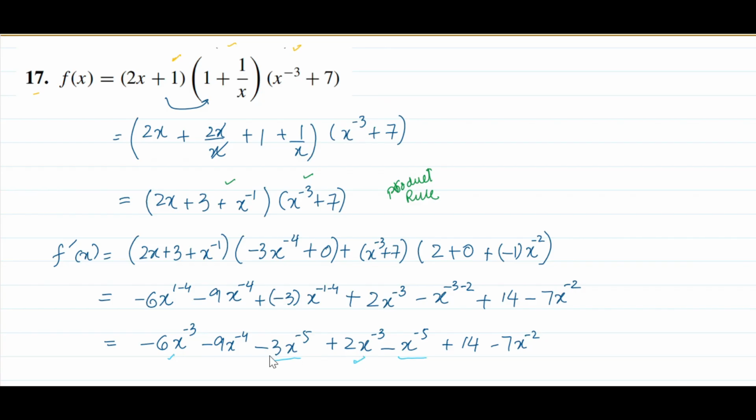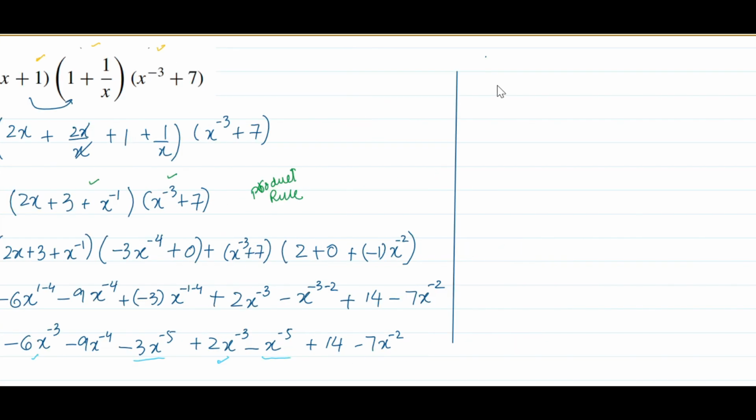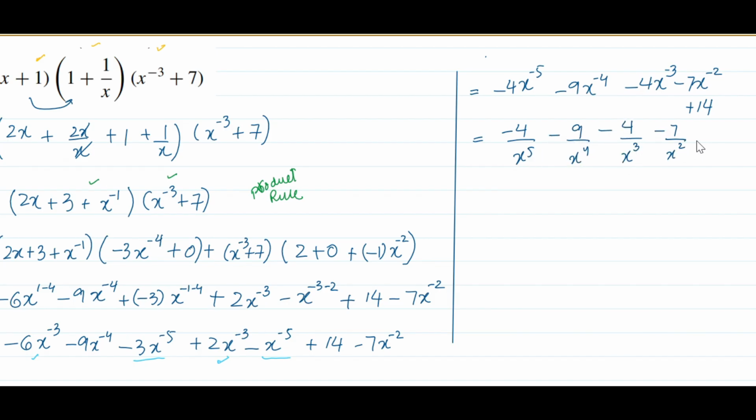So after simplification, we'll have minus 4x power minus 3 and minus 9x raised to the power minus 4, minus 4x raised to the power minus 3 and minus 7x raised to the power minus 2 and plus 14. And now you can see that we have negative powers. We can take them to the denominator to make the power positive. And then we can take the LCM. Highest power will be on the denominator.